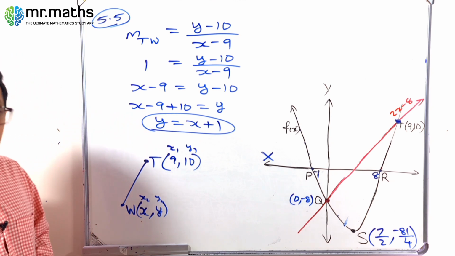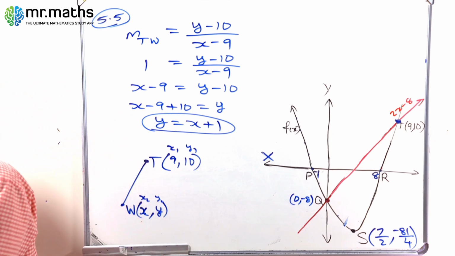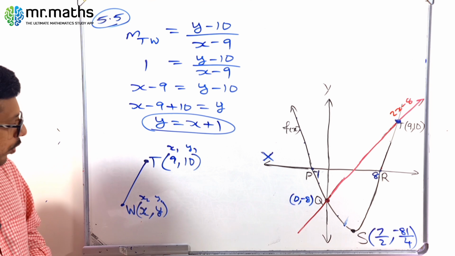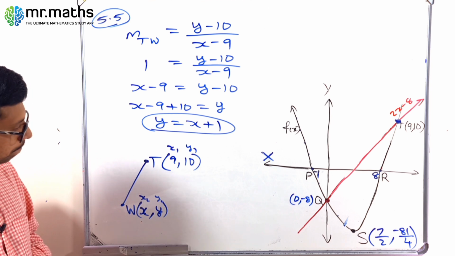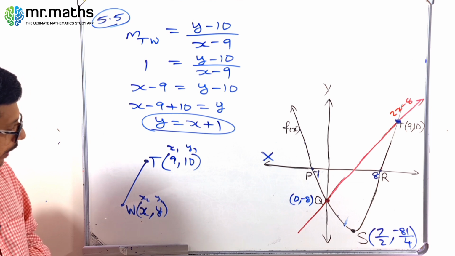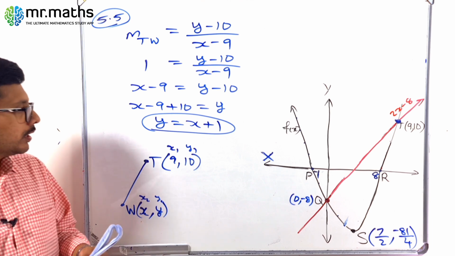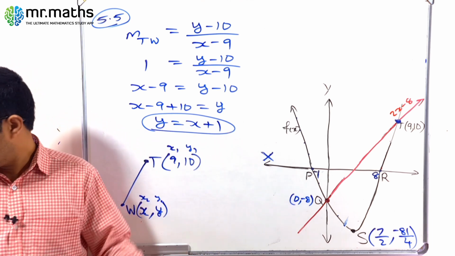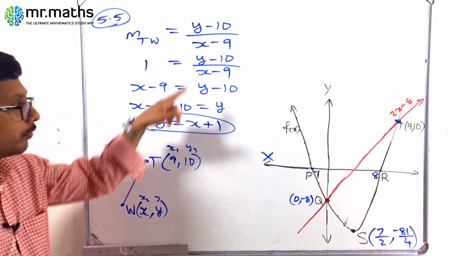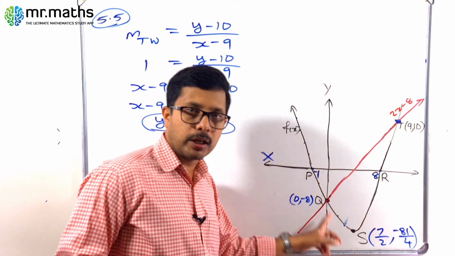But still, what is our question? We have to find the coordinates of W, that is, the values of x and y. Now try to understand like this. We got an equation. We know that W is a point on the graph of f of x. W is somewhere hiding here.